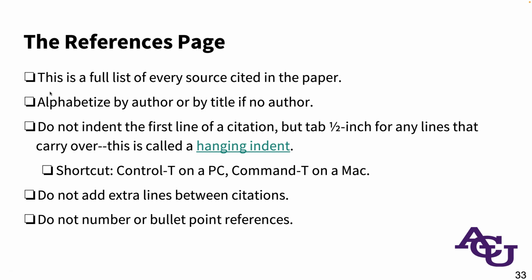sort it accordingly. All right, don't indent the first line of a citation, but every line after that should have a half-inch hanging indent. Don't do that manually. That's more work than anyone should do. First of all, if you're using our template, that should happen automatically. If it doesn't, say you copied and pasted it and it's not appearing there, use either Control-T if you're on a Windows PC or Command-T if you're on a Mac, and that will add that hanging indent there. Don't add extra blank lines between citations. Those should just be double-spaced throughout the references. And don't number or bullet point them. That's something that they do in other style systems, but not in APA style.